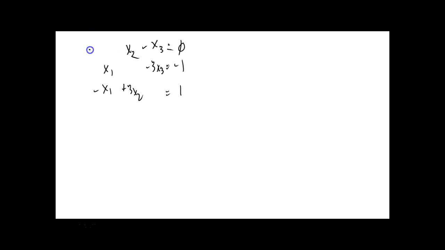Okay? And I'm just going to do it this way. I'm just going to do that symbol there to say flip them. So this produces x1 minus 3x3 is equal to minus 1, x2 minus x3 is equal to 0, and minus x1 plus 3x2 is equal to 1. All right.